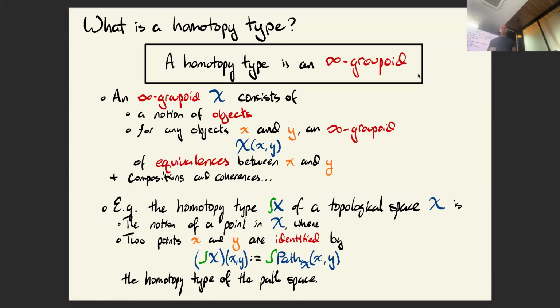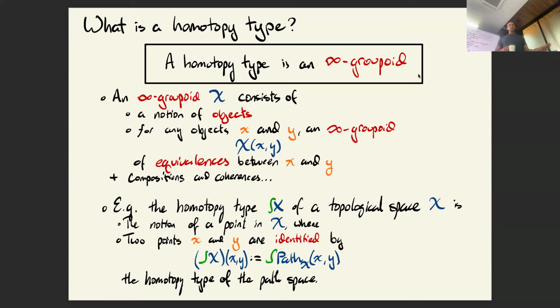So if you're looking for a specific definition, I would say that a Kan complex is a great definition of an infinity groupoid. And the theory of infinity groupoids has been very well developed over the past 20 years by Joyal and Lurie and everyone else. So for the homotopy type of a topological space X, we can now give an example of what a quote-unquote definition of the homotopy type is.